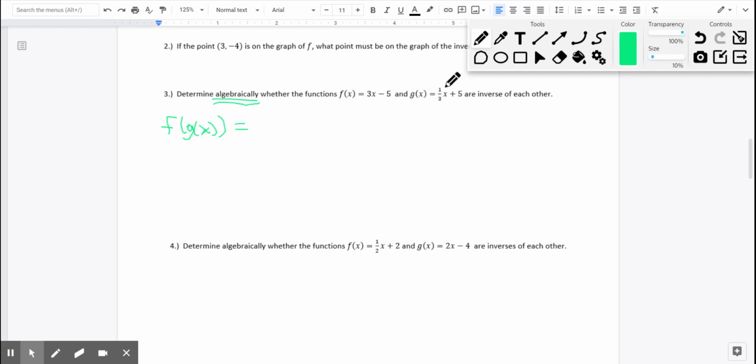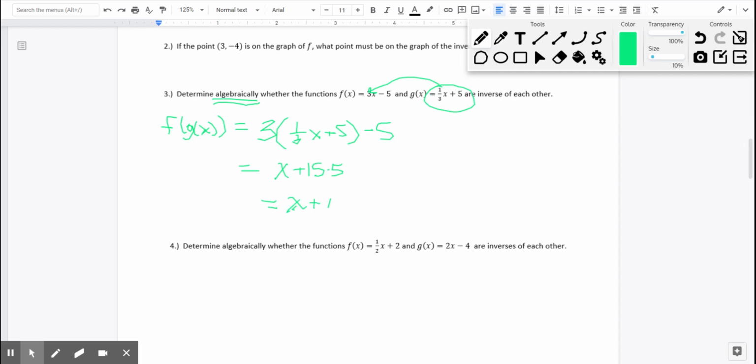So what we're going to do for f of g of x is we're going to take g of x and plug that right in here instead of x. So I'm going to have 3 times this quantity. And pardon my 1/3 here, that's supposed to be 1/3. And then if I go ahead and try to simplify this, 3 times 1/3 x is just x. And 3 times 5 is 15. And 15 minus 5 is not going to cancel. So we're left with x plus 10.